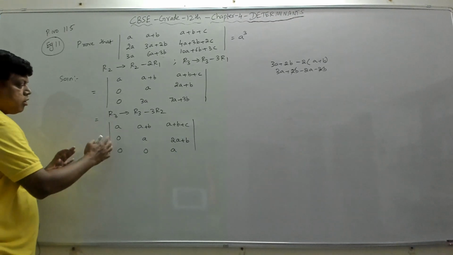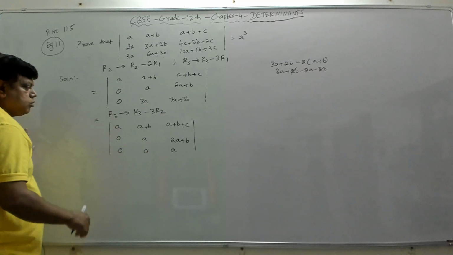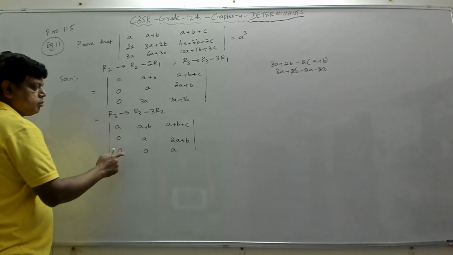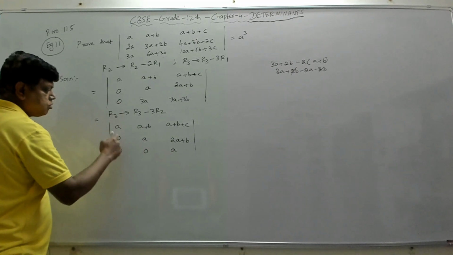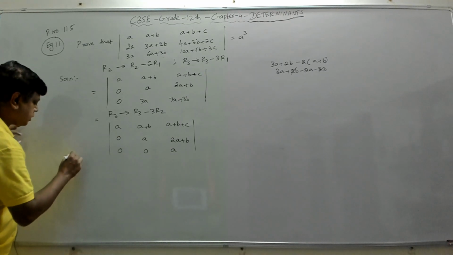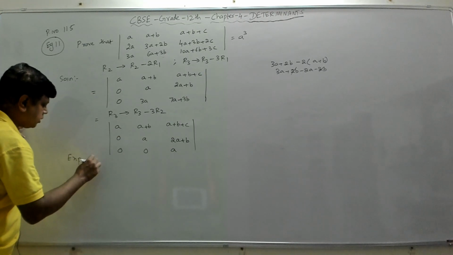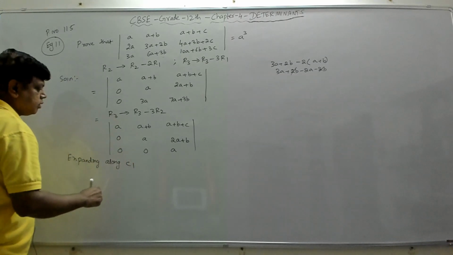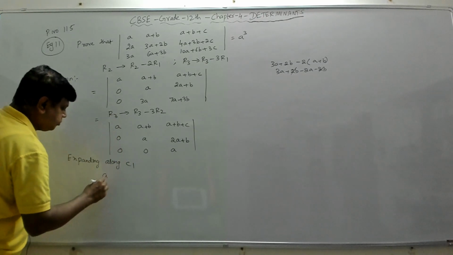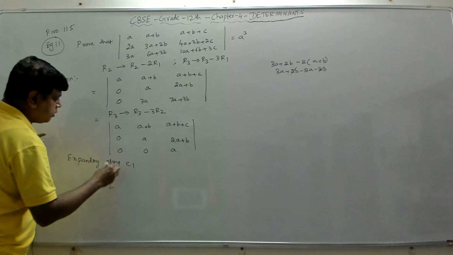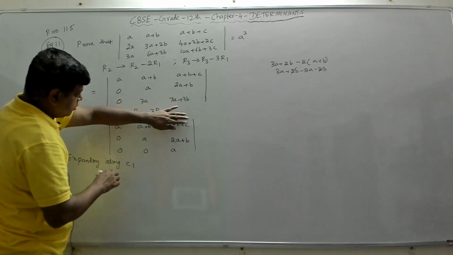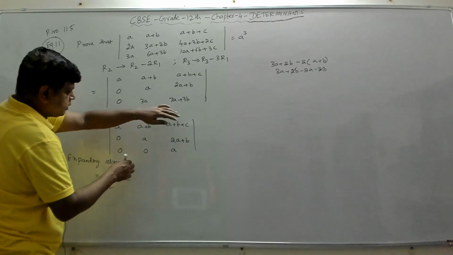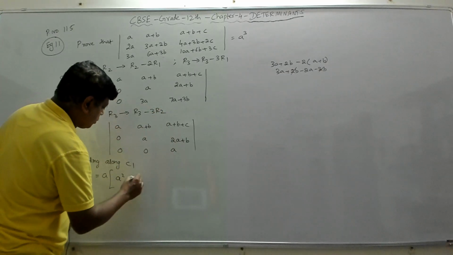Now we have got many zeros. We can try to expand now. We can expand along either C1 or R3, because both have 2 zeros. Row 3 has 2 zeros, C1 has too. So we will expand along C1. Expanding along column 1. This is column 1. So what do we get? A into, we will close this particular row and this particular column. A into A is A square minus 0 into this, which is 0.